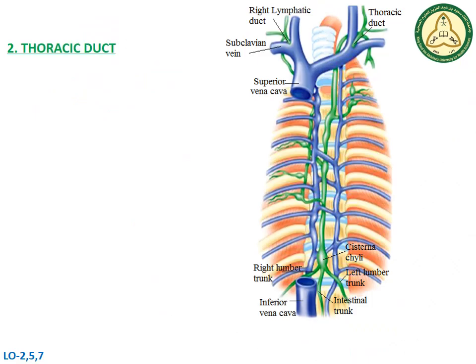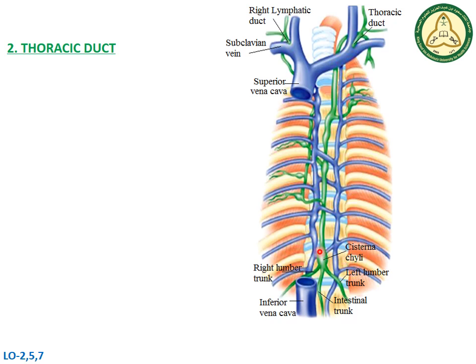Then this is the picture of the thoracic duct. Previously we discussed the right lymphatic duct. Now we come to the thoracic duct, a very long one. This very long duct is coming down. This is all the thoracic duct, and it arises from this structure, the cisterna chyli.